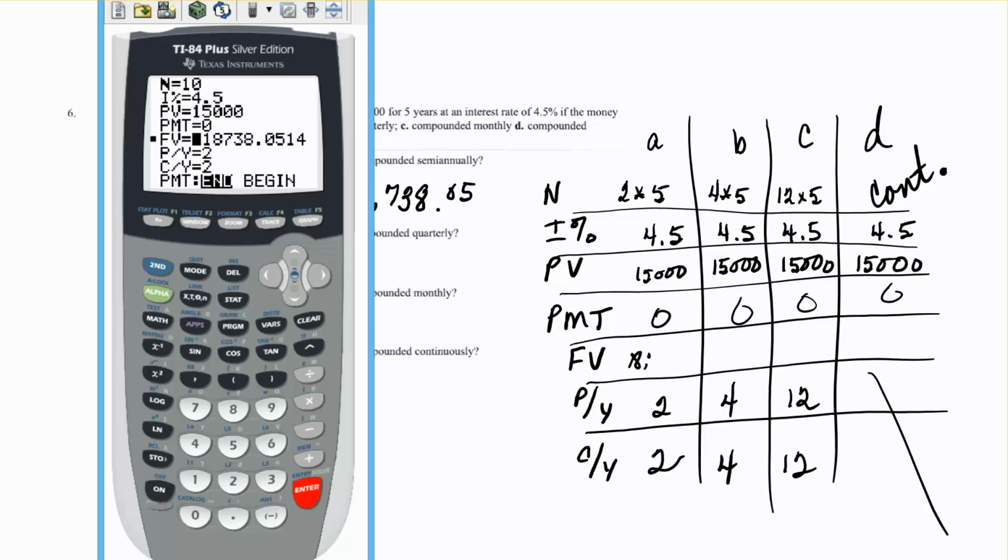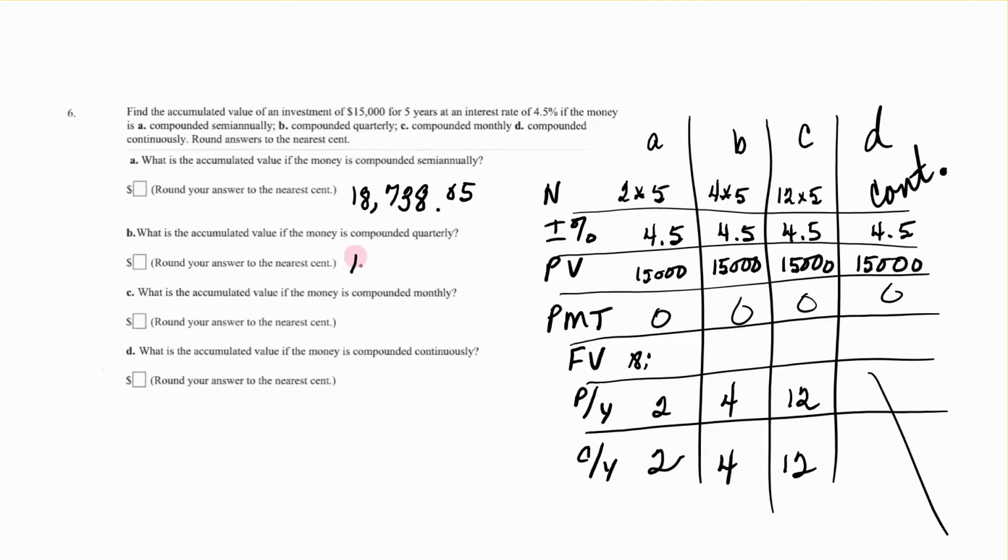Okay. Now for the second part, I only have to change a few things. I have to change these two to 4s. And I have to change the top one to 4 times 5, or just type in a 20. Now go back down to future value and do alpha, enter. And for this one, I get $18,761.26.